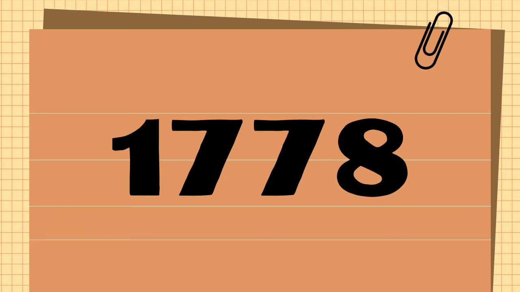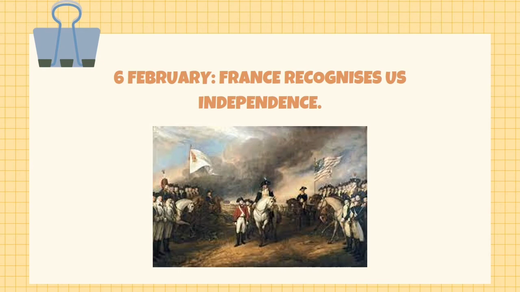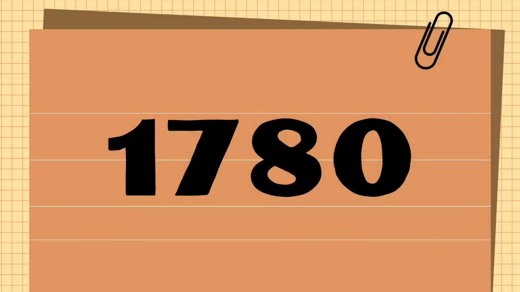Next is the year 1778. On February 6, France recognizes U.S. independence. On February 6, 1778, France and the fledgling United States of America signed the Treaty of Amity and Commerce and the Treaty of Alliance in Paris, France. The Treaty of Amity and Commerce recognized the United States as an independent nation and promoted trade between France and the United States.